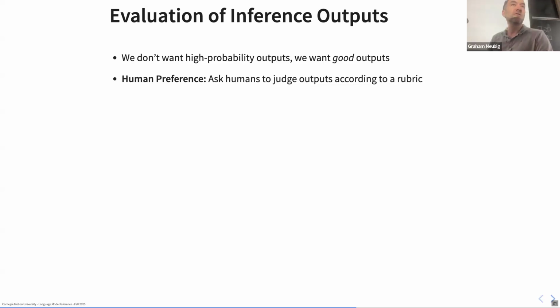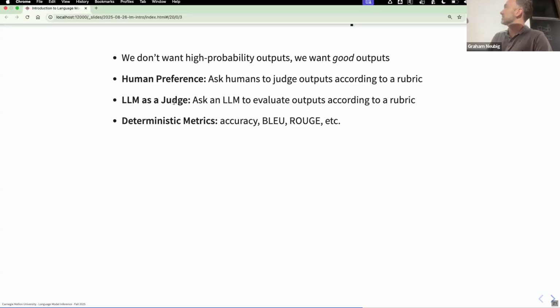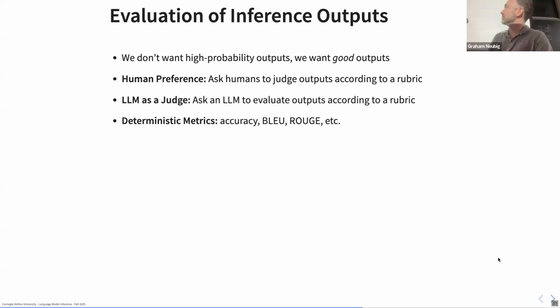You could define good as human preference, what humans like the most. You could also define good by asking an LLM to grade the outputs in the same way that you ask humans to grade the outputs. This is typically called LLM as a judge nowadays. You could also use deterministic metrics. If you're solving a math problem, there might be only one real answer, so you could just check if the answer is equal to the correct answer. Also, these are less common nowadays, but there are deterministic metrics to evaluate generated text as well, like BLEU or ROUGE.